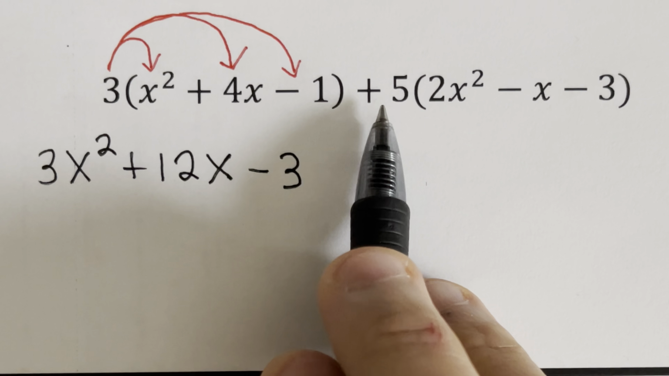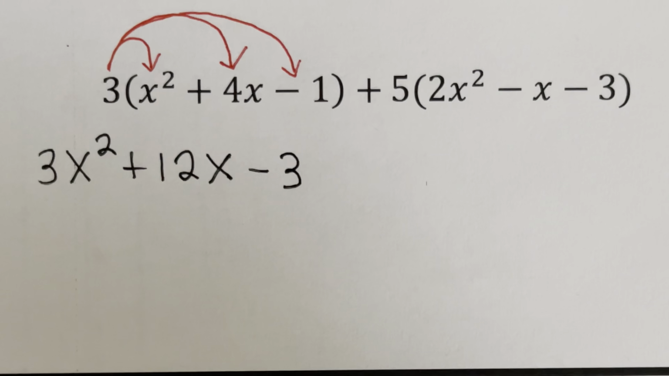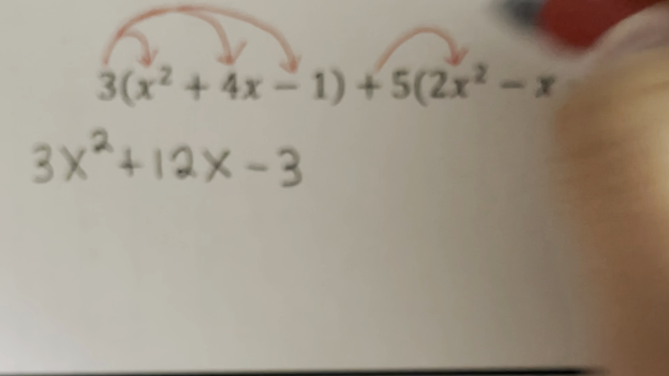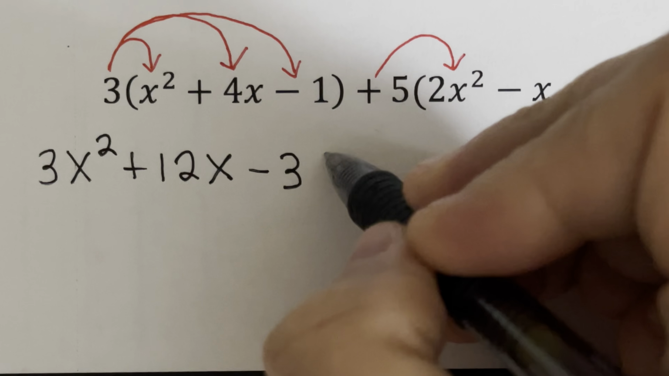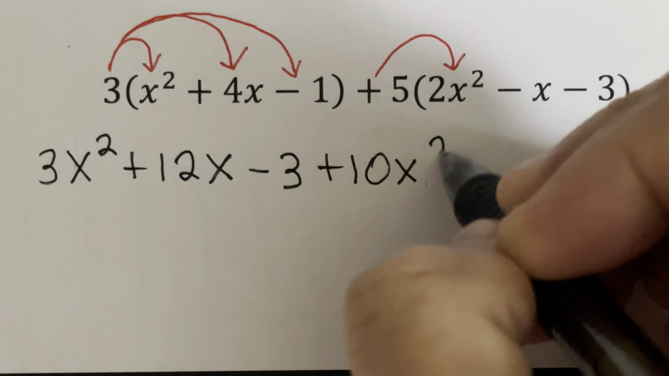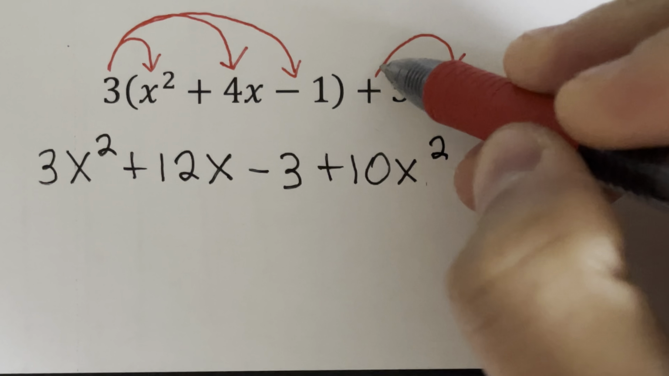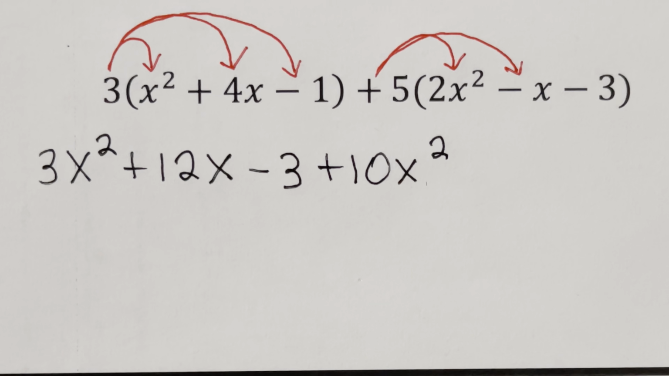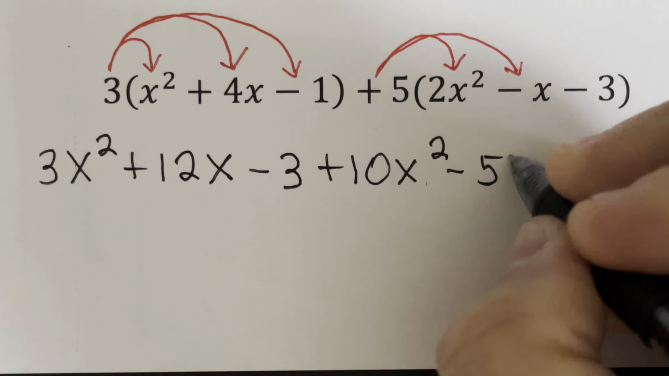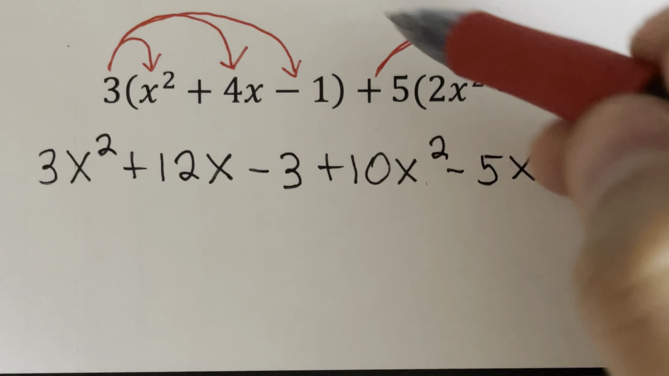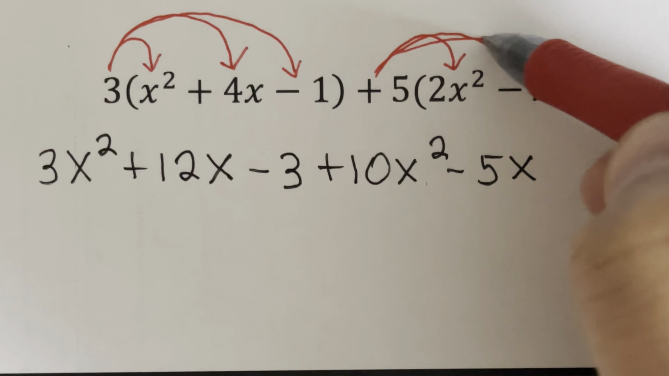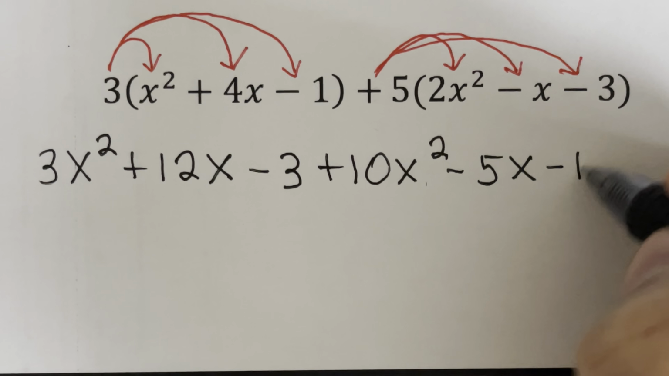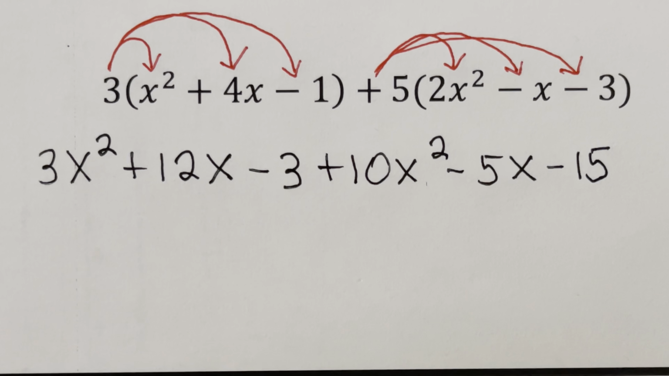And then I will distribute the positive 5 to each of the terms again. So that is positive 5 times 2x squared is a positive 10x squared. And then we have a positive 5 times negative x is a negative 5x. And then we have positive 5 times negative 3 is a negative 15. So then we go ahead and combine like terms.